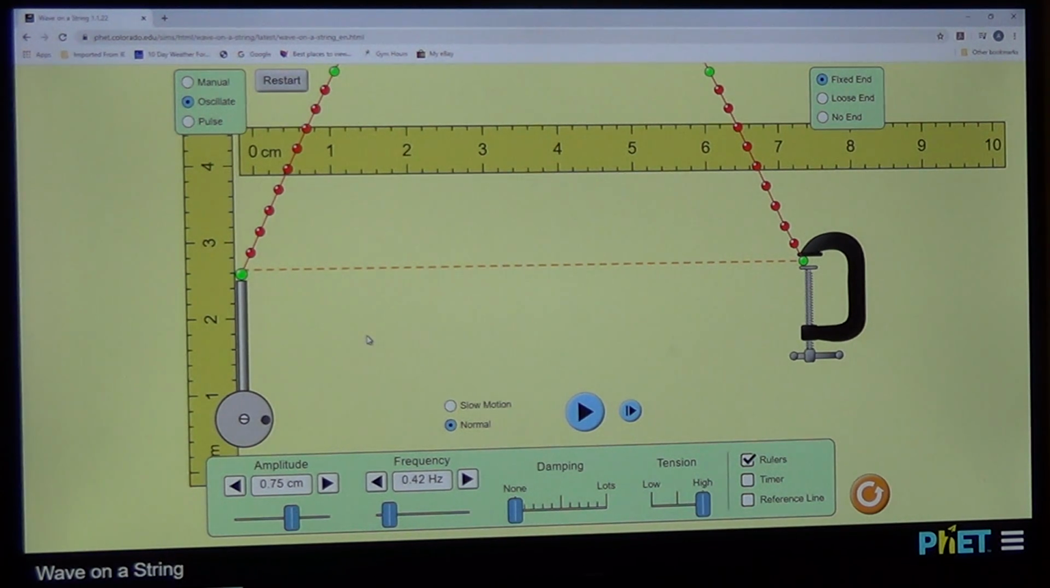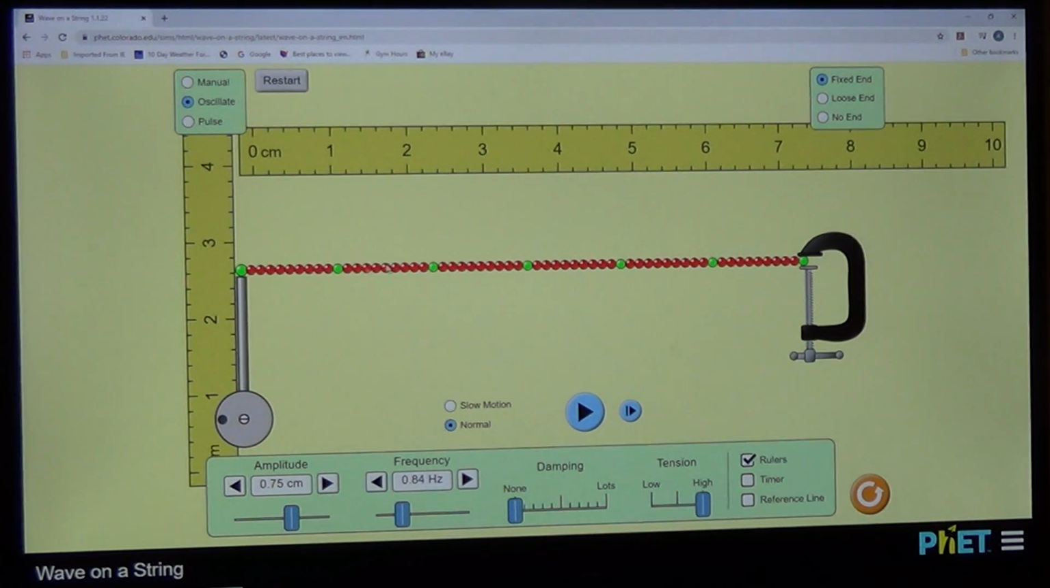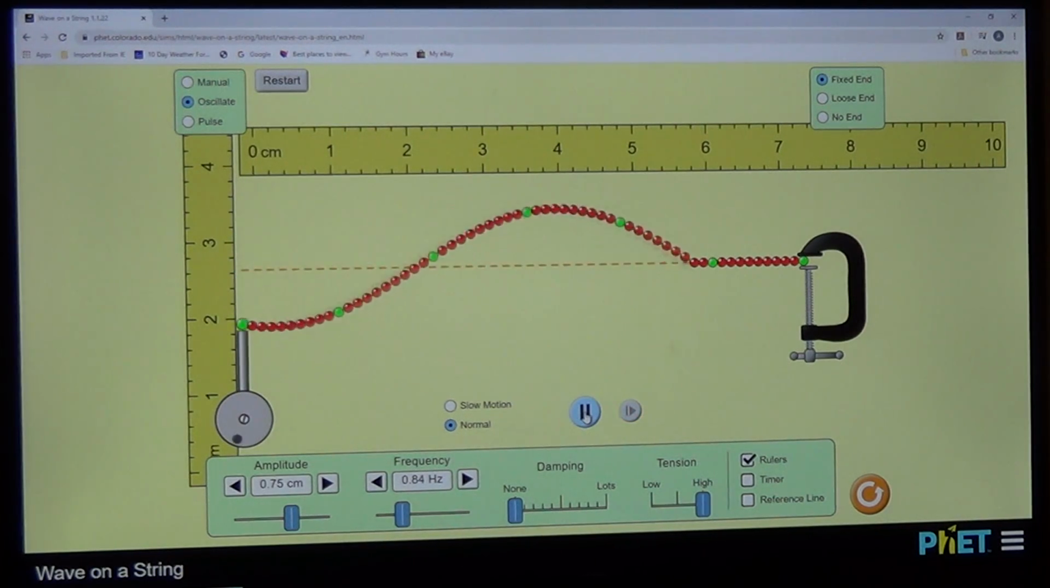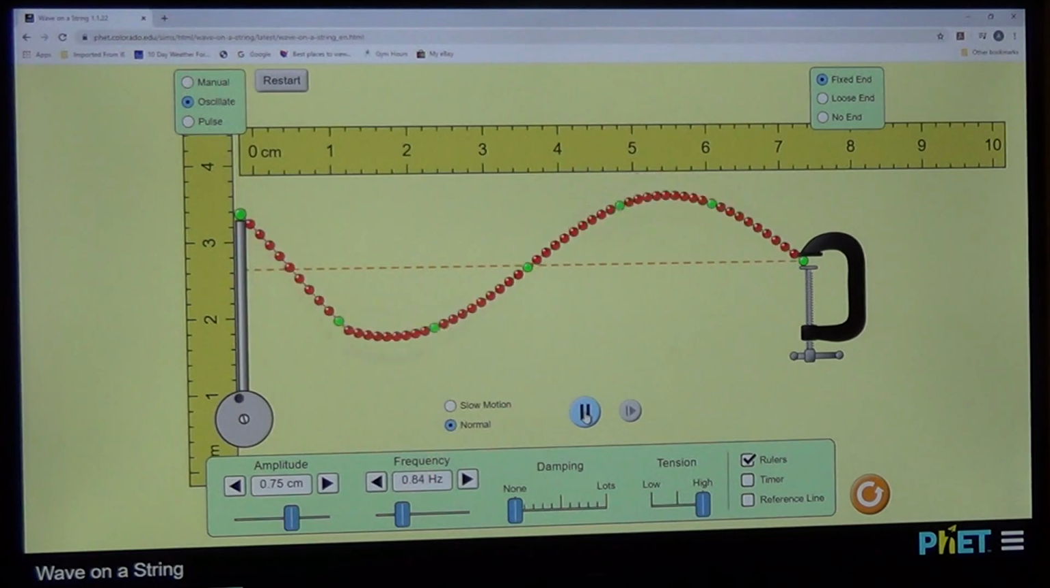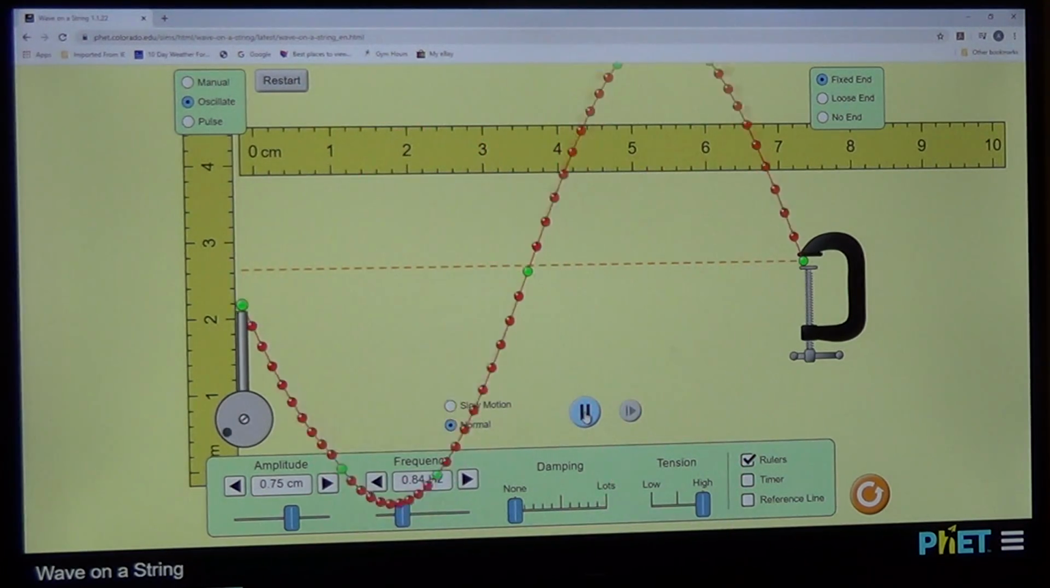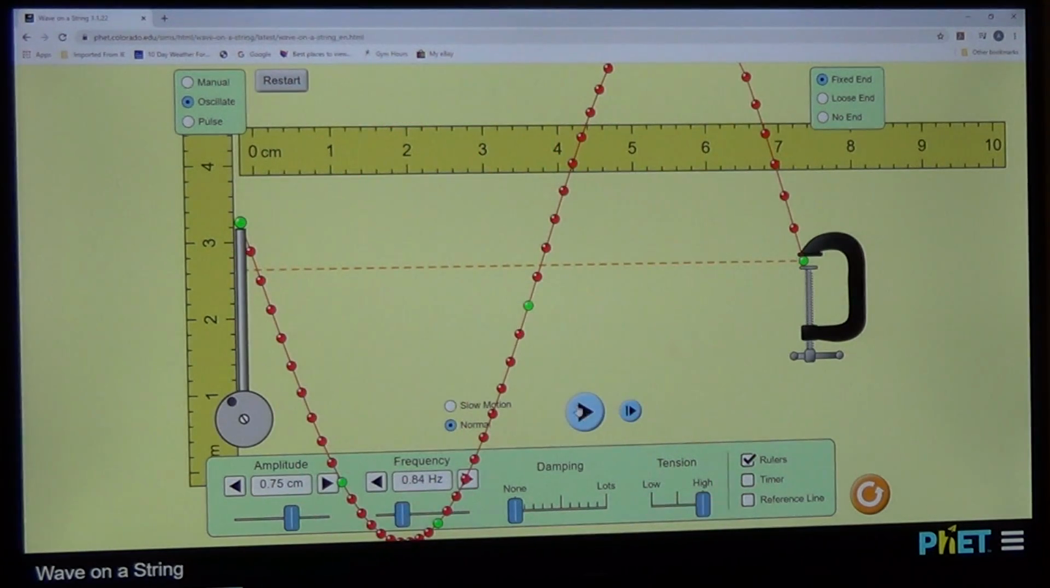Now we said that the second harmonic would just be twice the frequency. Well, twice the frequency of 0.42 would be 0.84. So let's get this down as exact as we can. We're going to hit restart to smooth things out. Go ahead and hit play. Again, it's not going to be exact, but what you do see is a pretty good second harmonic wave where you've got one antinode and two antinodes.